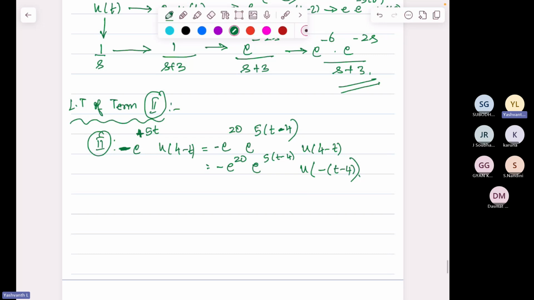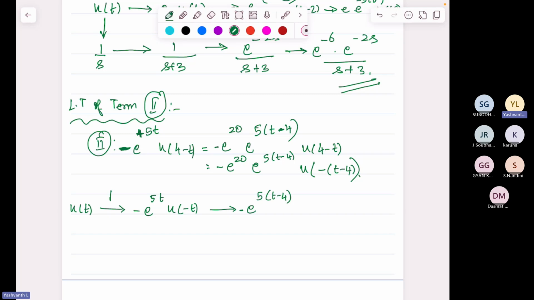Now look at this sequence of operations. Take u of t first, then make it e power 5t into u of minus t, and then make it e power 5 of t minus 4.